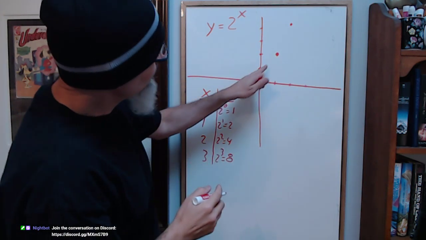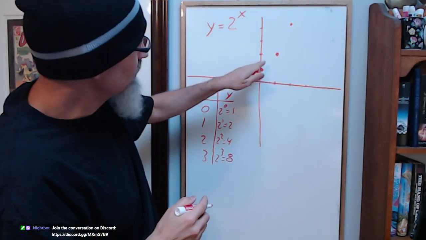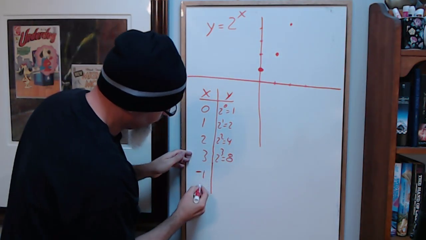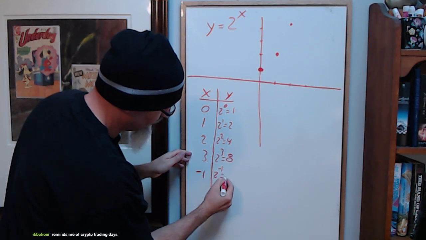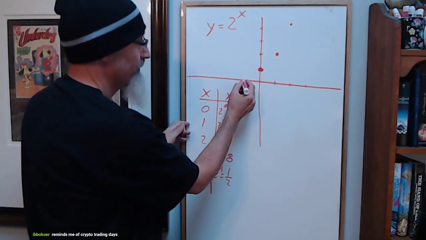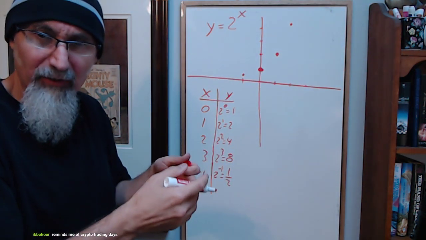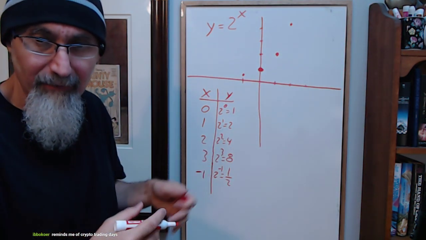Now, we know what the graph looks like on this side. Let's see what it looks like on this side. Let's plug in values. Negative 1. So 2 to the power of negative 1 is 1 over 2. Because anything to a negative power, all the negative does is flip it, right?